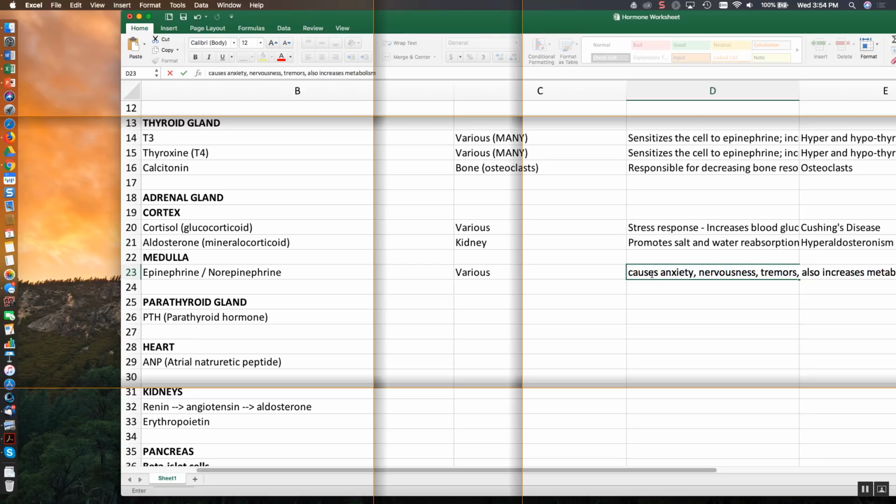Hyperthyroidism and a surge of sympathetic tone, nervous system. Fight or flight. So just remember that as your fight or flight.